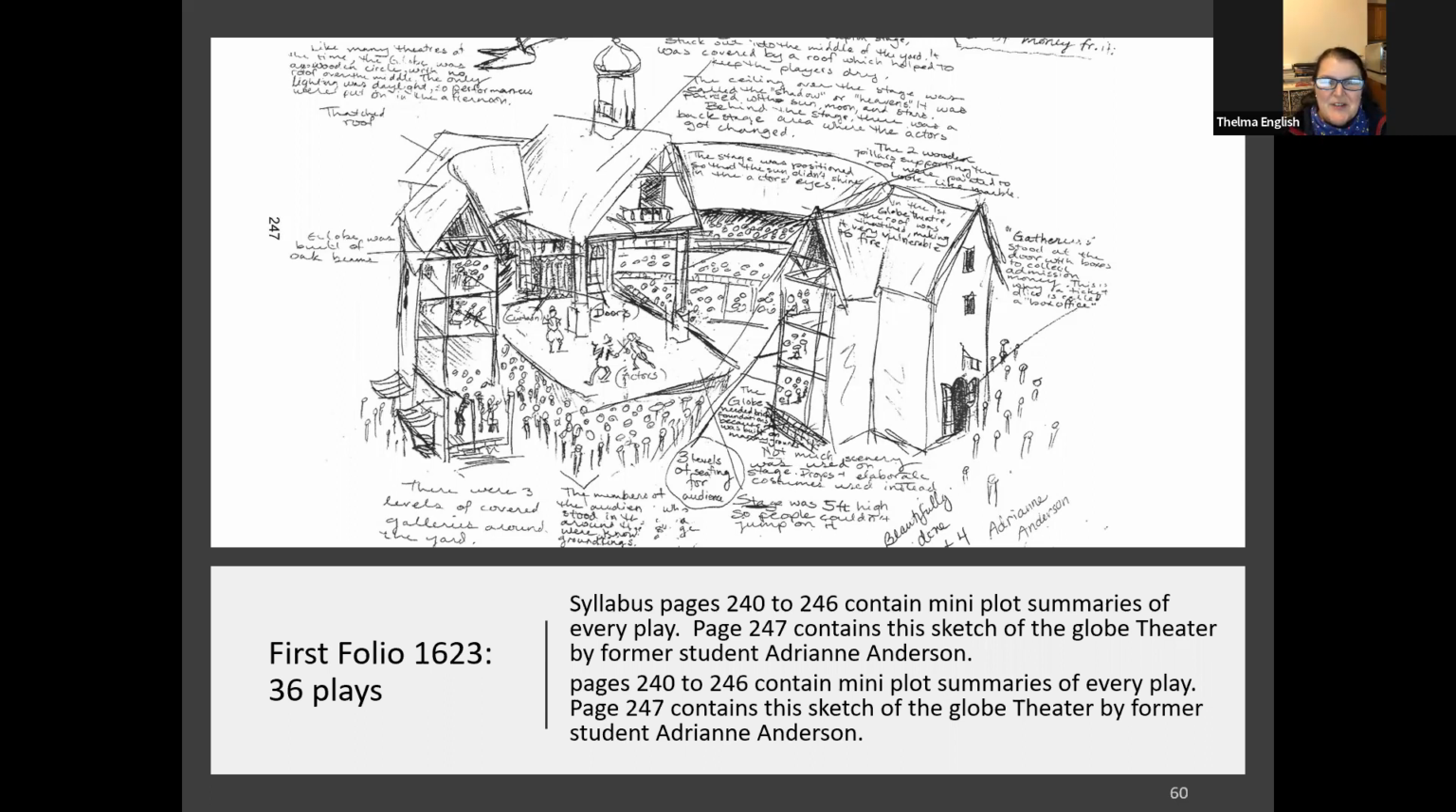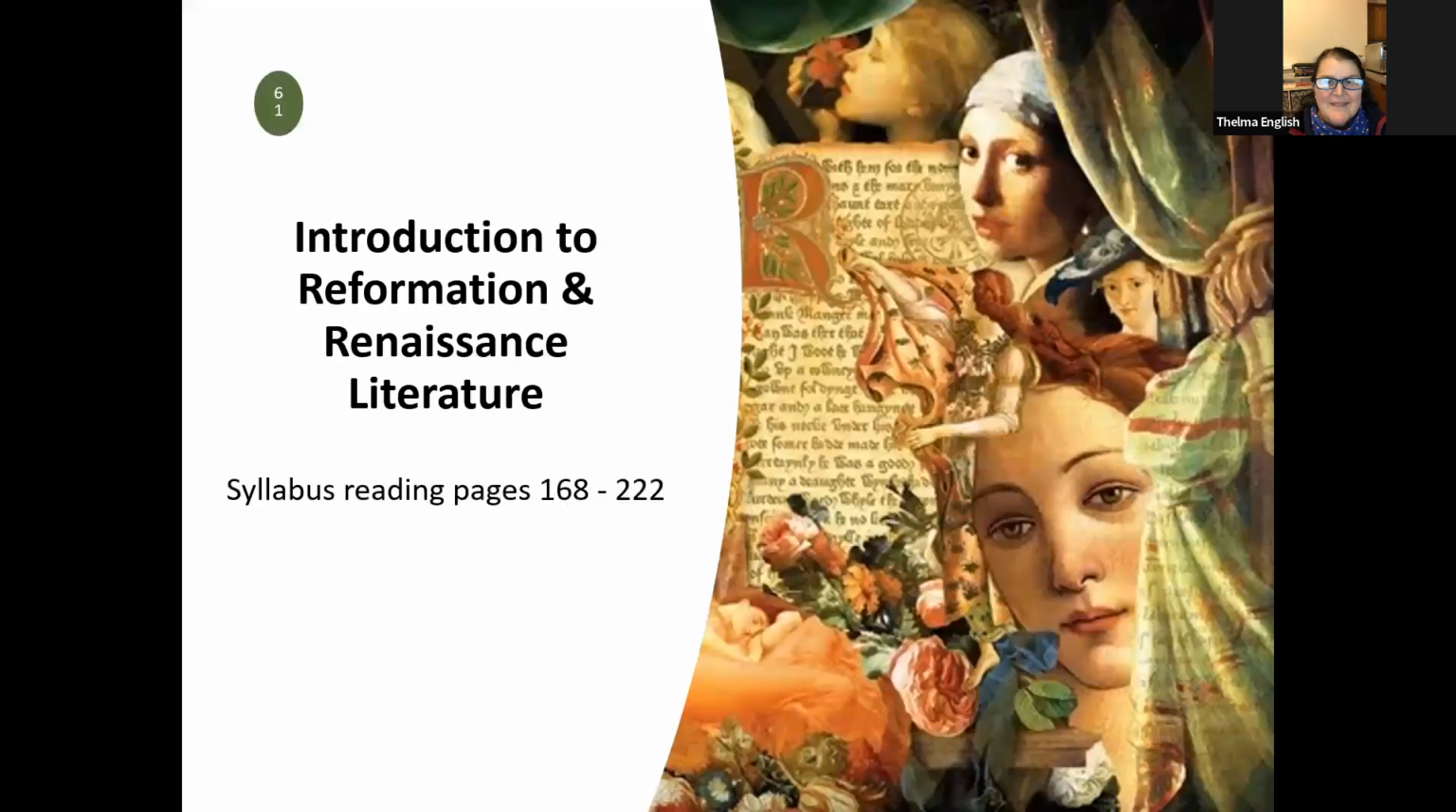Page 247 of your syllabus has this sketch of the Globe Theater. This is by a former student, Adrienne Anderson, and I just love her sketch with all types of little notes and things. I had to make it a slide for this. So you've got plot summaries of every play. Your syllabus reading this week, page 168 to 222. Well, 167 has the little castle yard on it.